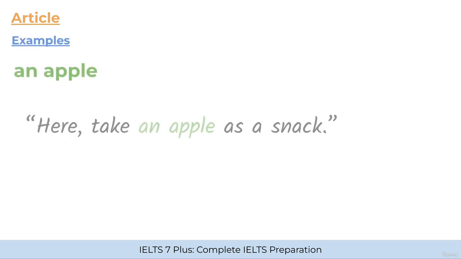An apple. So here we've got an example of a noun starting with a vowel, so we use an. Here, take an apple as a snack. So maybe there's many apples and we're just taking one. It's not a specific apple, it's just a general apple here.